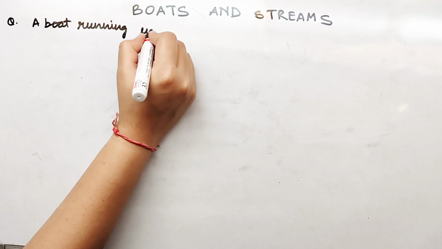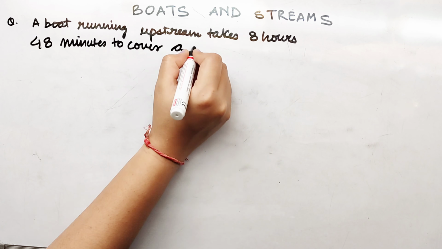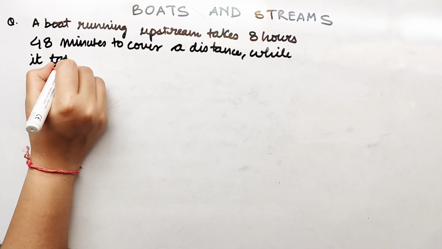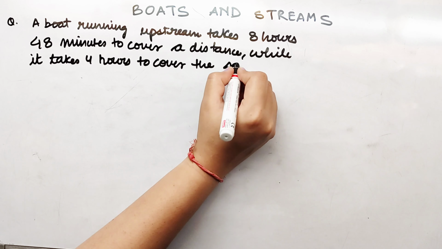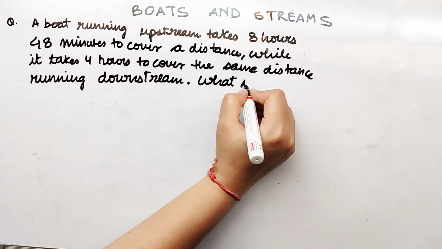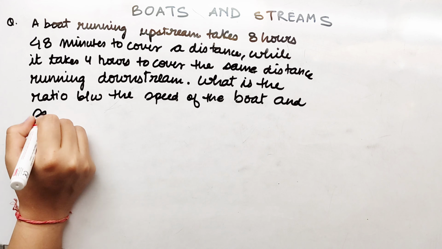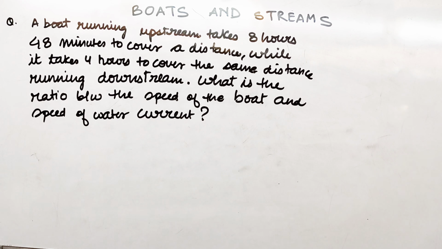Okay, so moving on to question 2. A boat running upstream takes 8 hours and 48 minutes to cover a distance, while it takes 4 hours to cover the same distance running downstream. What is the ratio between the speed of the boat and speed of the water current?